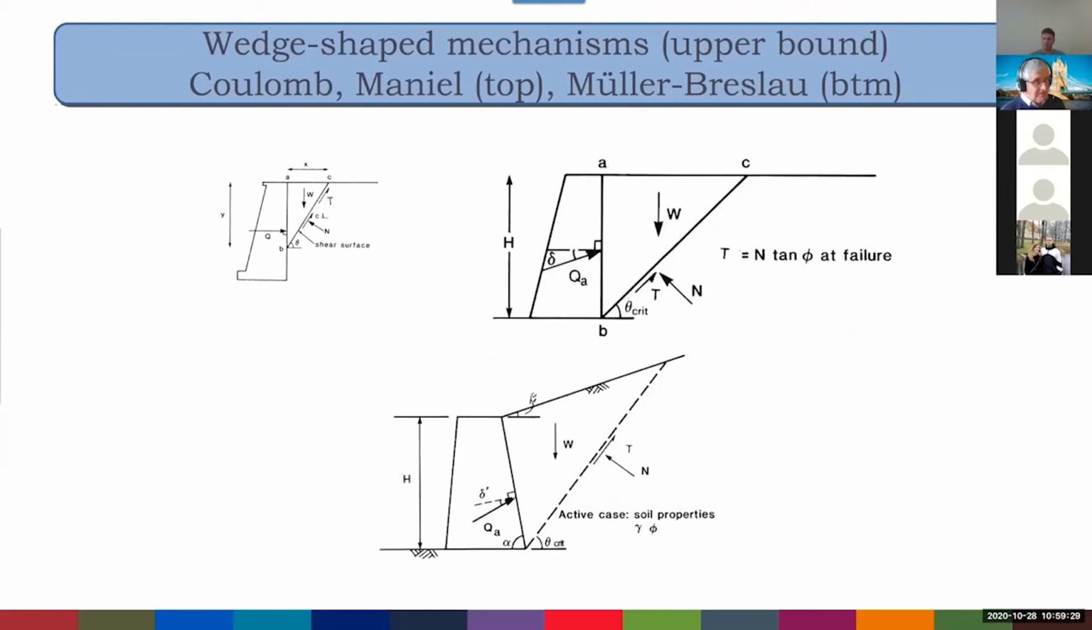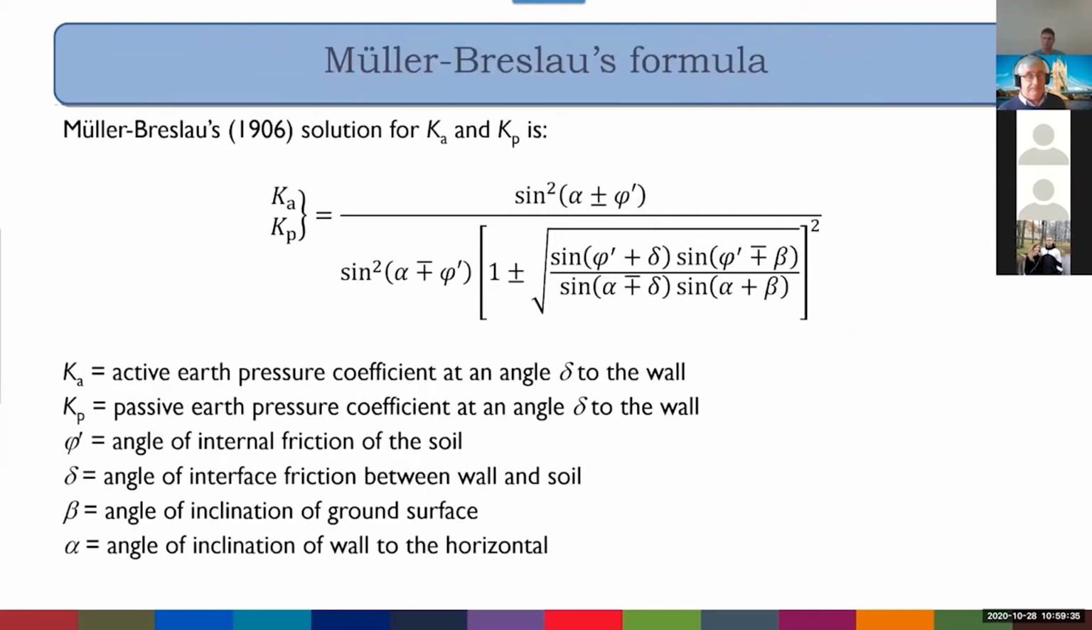And the difference between them is the mathematics gets better the later you get on. So Coulomb is a fairly simple problem. Muller-Breslau is a more sophisticated and more developed set of mathematics. And so the Muller-Breslau formula is this. Ka and Kp are given by this formula, taking into account the angle of inclination of the wall, which is alpha, the angle of inclination of the slope, which is beta, the wall friction, which is delta, and the angle of interface friction of the soil, which is phi.